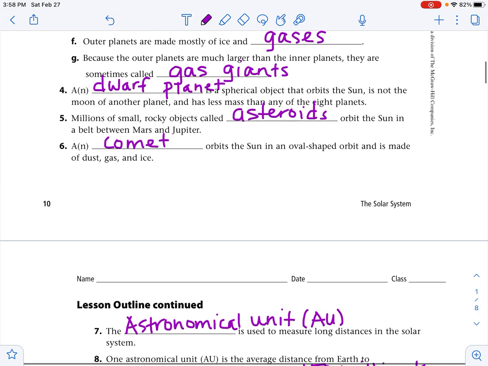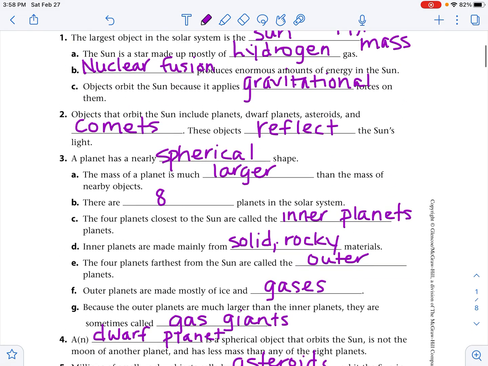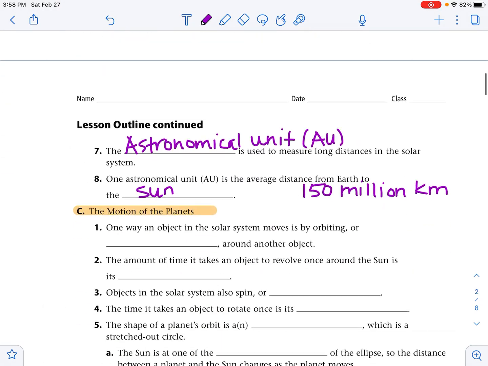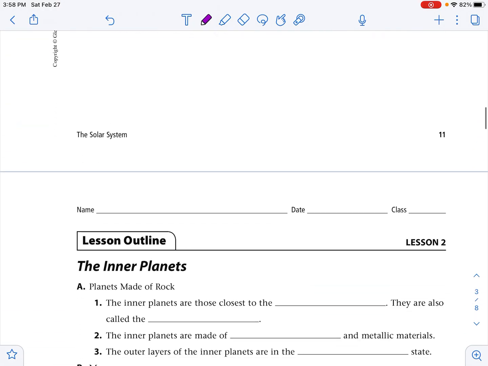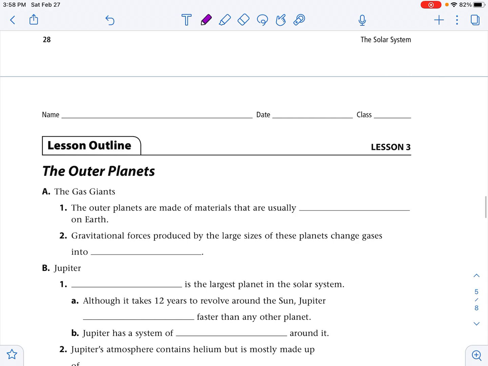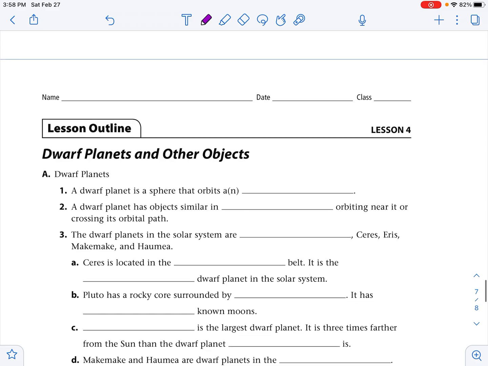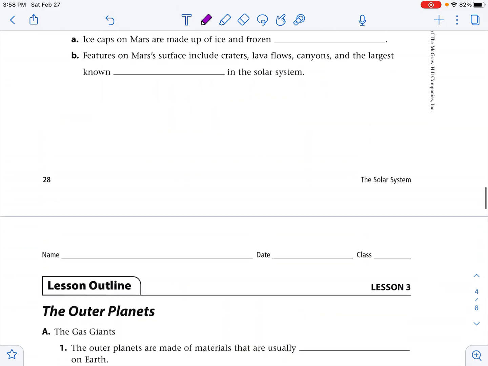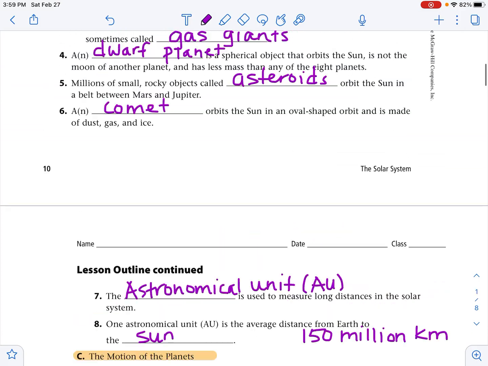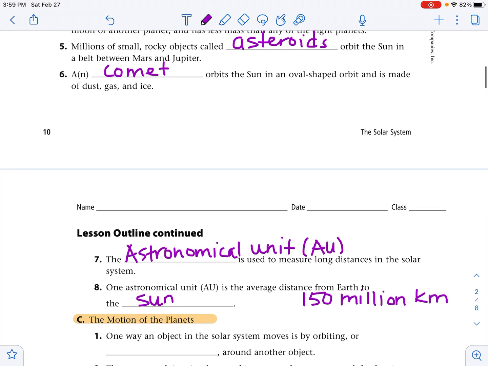The thing is, with this particular lesson, this is really just a preview of the topics that we're going to be covering in this particular chapter. So lesson 2 is going to be all about the inner planets. And so lesson 3 is going to be all about the outer planets. And lesson 4 is going to be all about the dwarf planets and other objects. So that's why in this section here, they didn't go into a lot of detail, because we're going to go in more detail when we cover that in the individual chapters, okay?